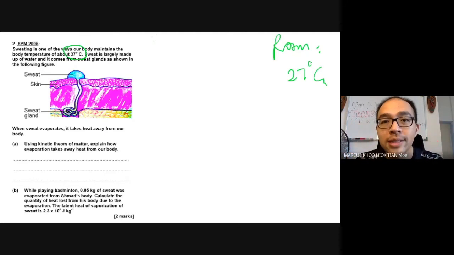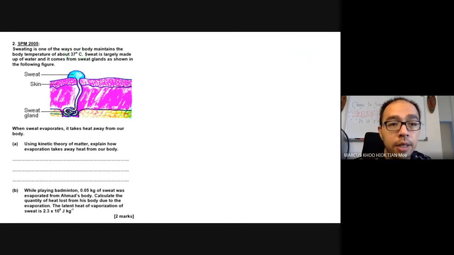We are always touching the room. We are always touching the gas around us. So if we are hotter than the gas, then the heat from us will go outside to the air around us. But if the air is hotter than our body, then the heat from the air will go into our body, which is not a good thing. So generally room temperature is lower than body temperature. Sweat is largely made out of water and it comes from sweat glands as shown in this figure.